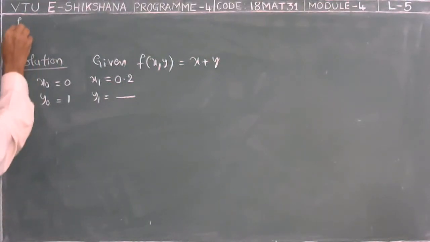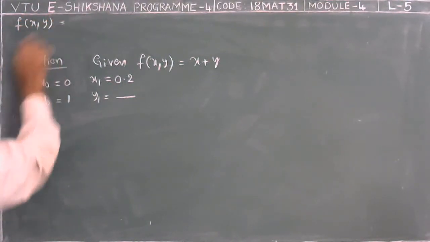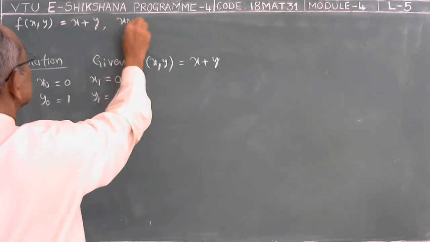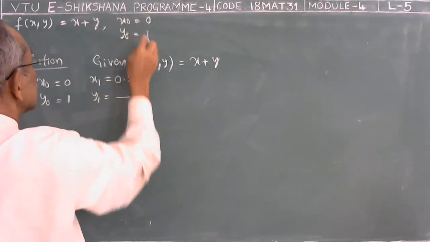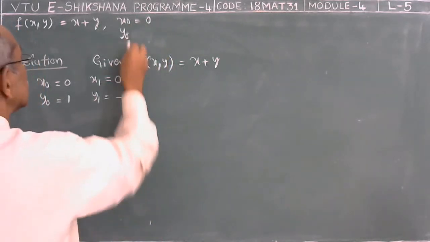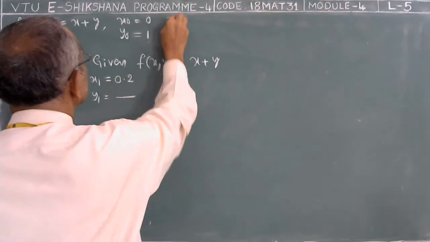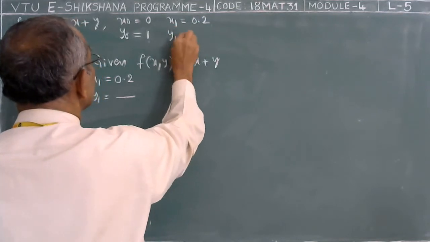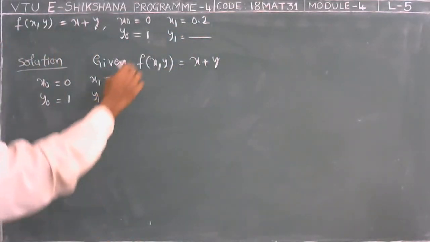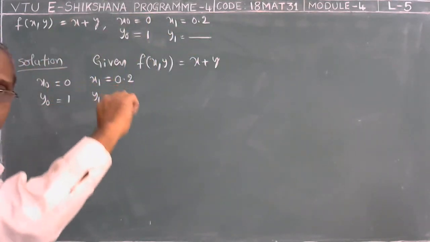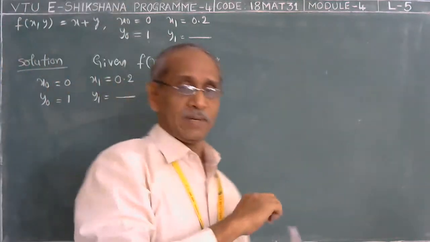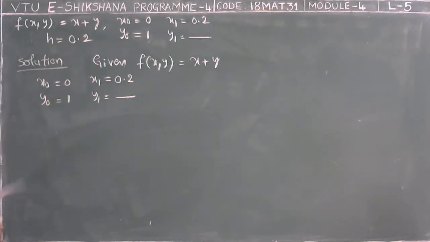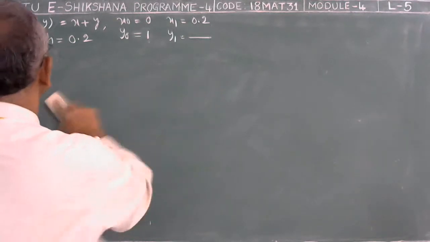So given f of x comma y is x plus y, x naught is 0, y naught is 1, then x1 is 0.2, the corresponding y1 we have to calculate. And you can easily see h is 0.2 minus 0. x1 minus x0 or x2 minus x1 is your h. So h is 0.2.